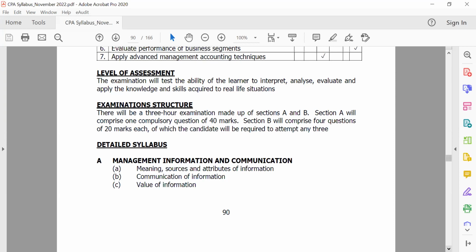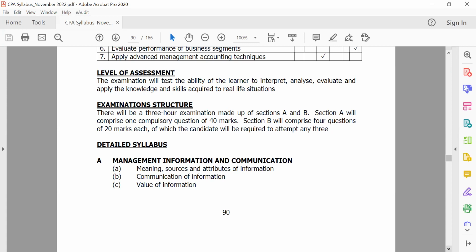Now, given the fact that this is a professional paper, I usually tell my students that it's very important for you to know why some of these topics are actually part of the paper that you're studying. How does it link into the knowledge that you're going to get out of the paper, and how are you able to apply it even on the other side? So management information and communication is one of the topics.